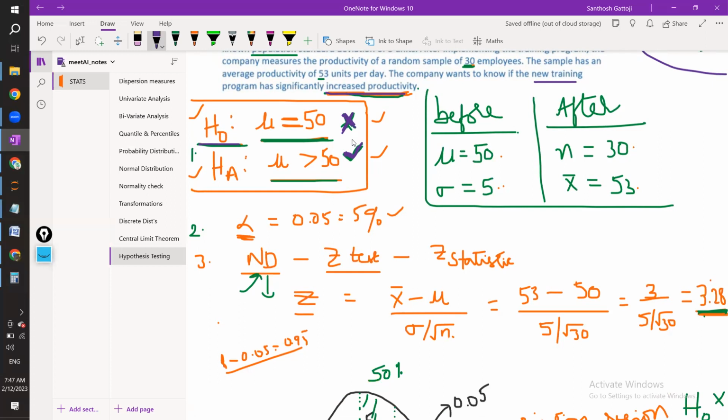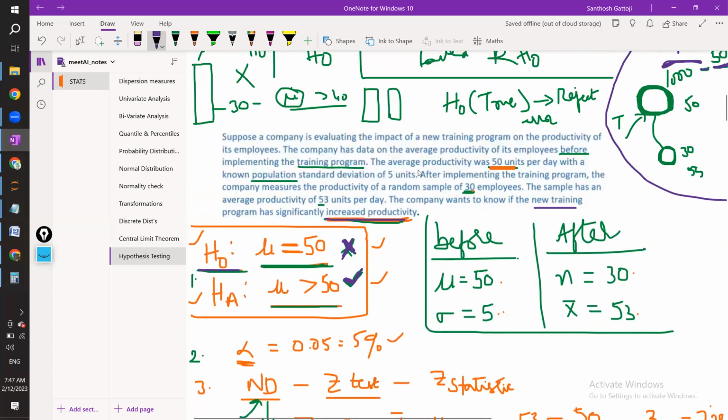Yeah, Santosh, got it. It's completely based on the sample itself, not the original population. Yes. Because if it is based on the original population, then you don't need all this. Because if you have all the values of the original population, you know. See, before the training, he's saying the average productivity of the overall population is 50. I will tell you in simple words. Before training, he's saying the average productivity is 50. If you also say after training, the average productivity is 53, what does that mean? Whether it is increased or decreased?